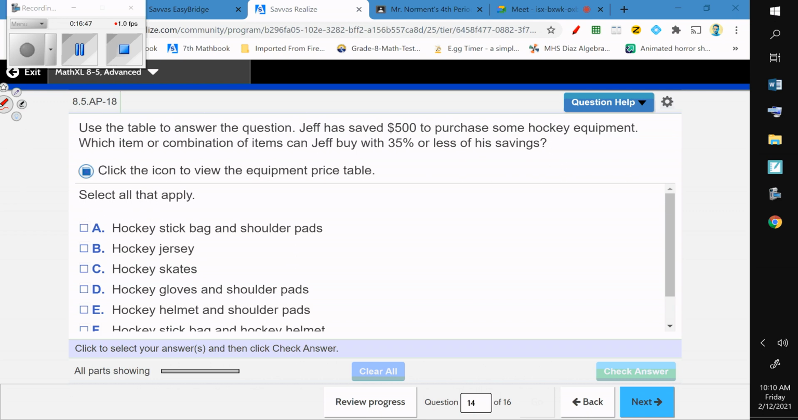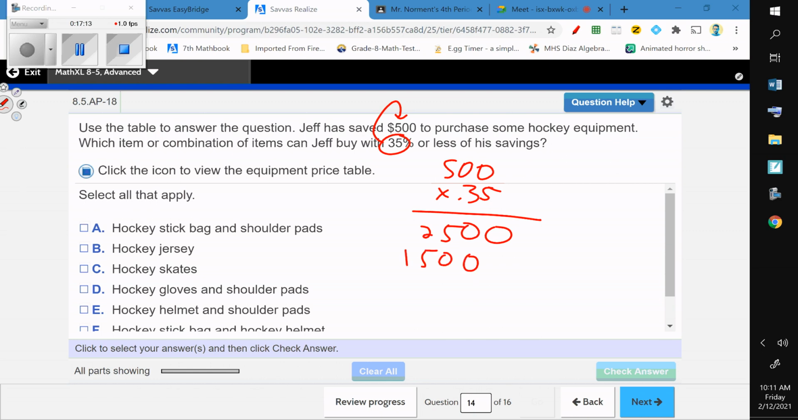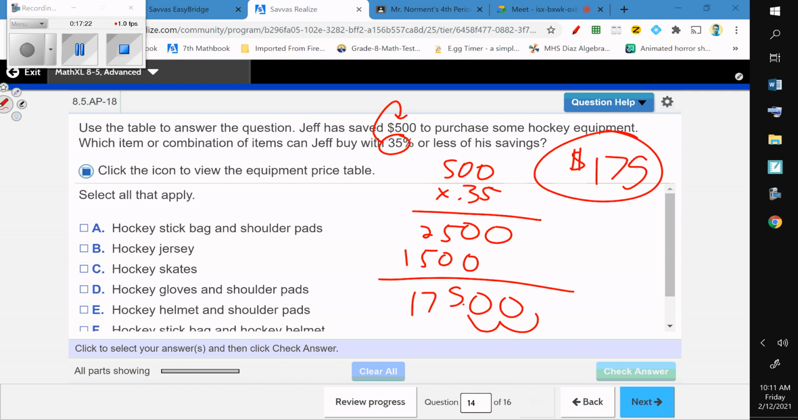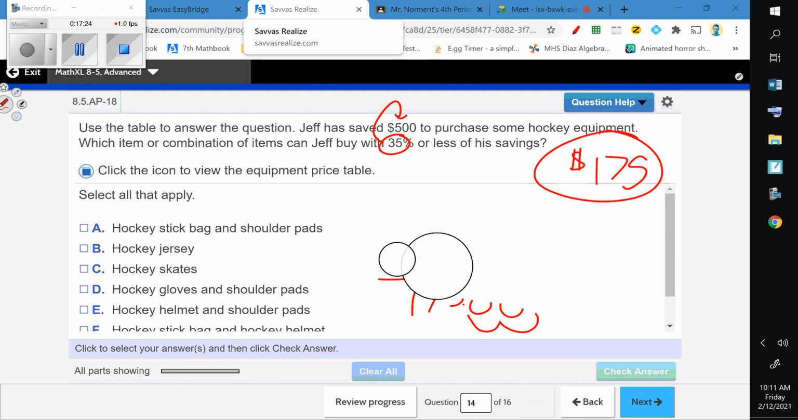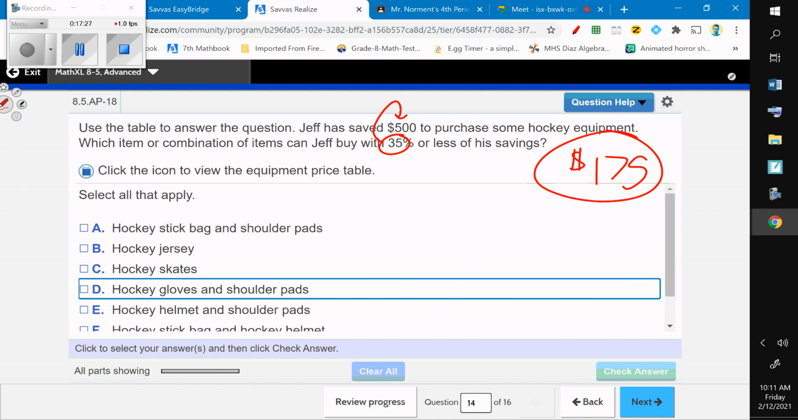Jeff saved $500 to purchase some hockey equipment. Which item or combination of items can Jeff buy with 35% or less of his savings? Okay, so first, what's 35% of 500? Well, you're going to find that 500 times 0.35 is... move the decimal 2 places to the left. That's $175.